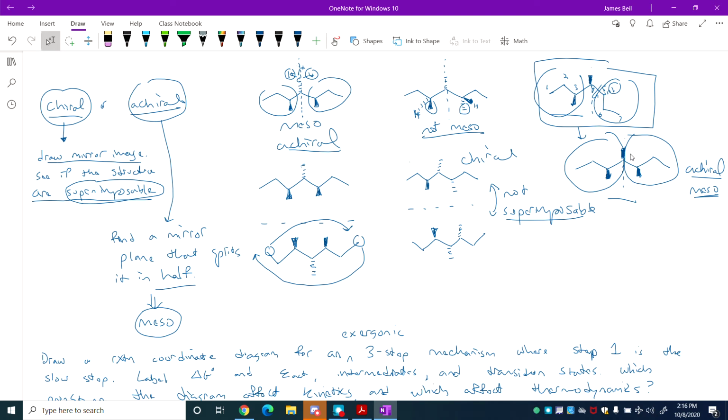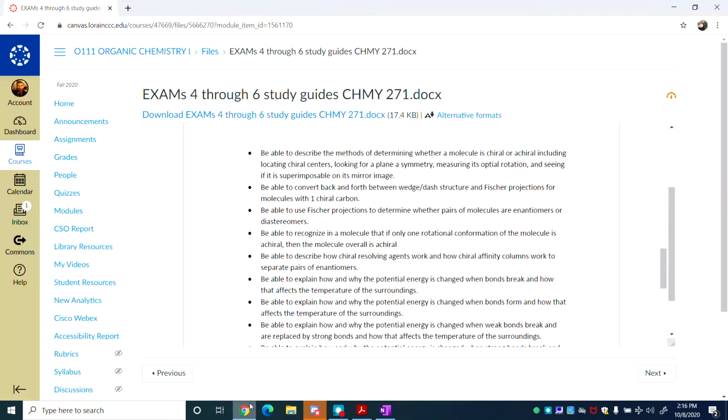If there's any rotation of the single bonds or of the molecule that I can make, where in any one rotational form, half the molecule is a mirror image of the other half, then it's a meso compound and it's achiral. So if I find that there is a mirror plane, I know it's achiral. If I can't find a mirror plane, I can't necessarily say for sure that it is chiral.